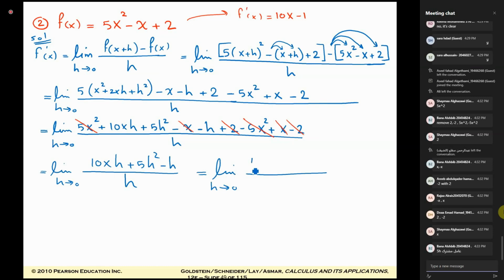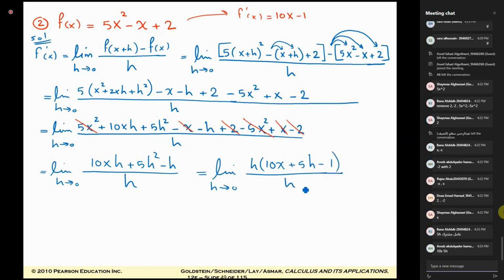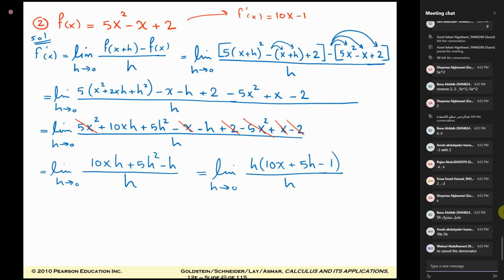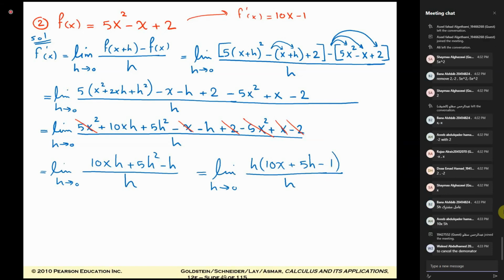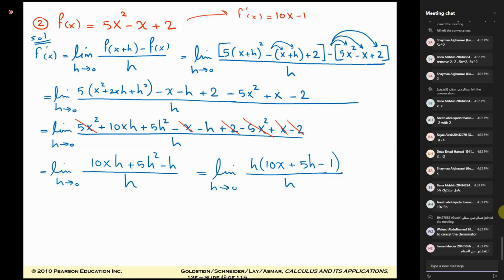Why take h as a common factor? Y plus 5h minus 1 over h. Why take h as the common factor? Just h, just h.